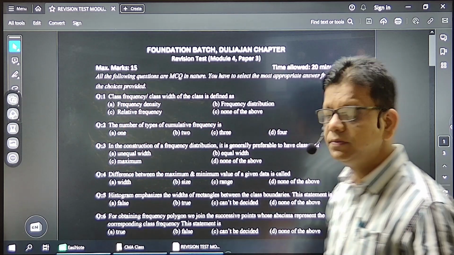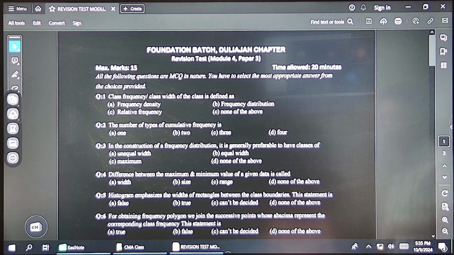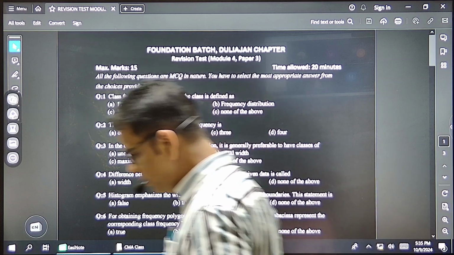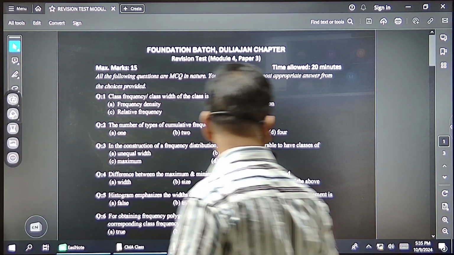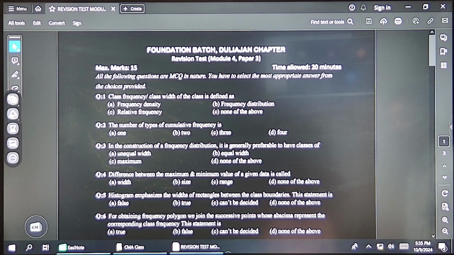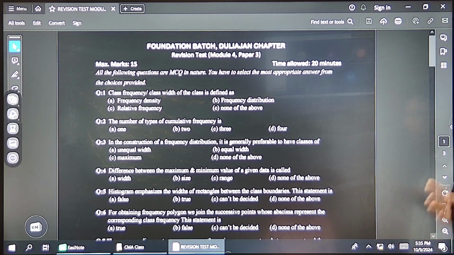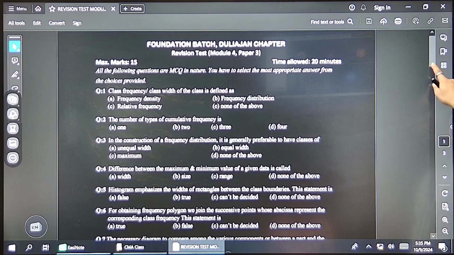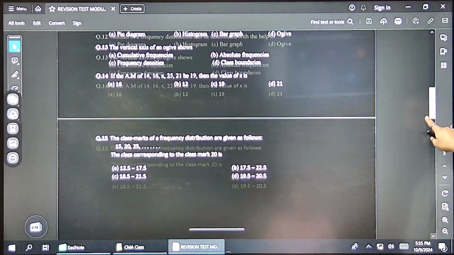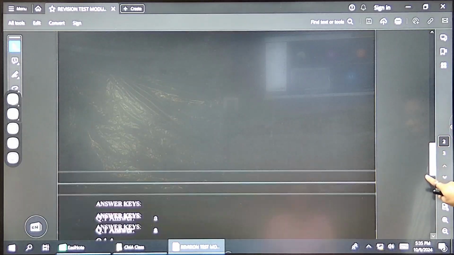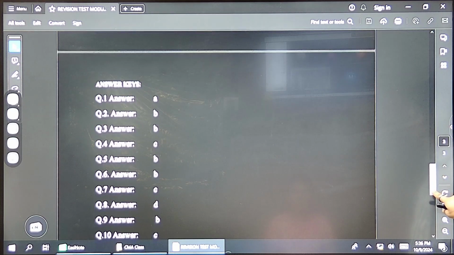Okay, so good evening, all of you. So far, we have done module 4 from my paper 3, and this is the revision sheet, which is all about module 4. So it will be a little difficult to complete it now. So what I'm doing, I'm sharing this PDF in your group so that you can have a practice. The answer keys are also there.